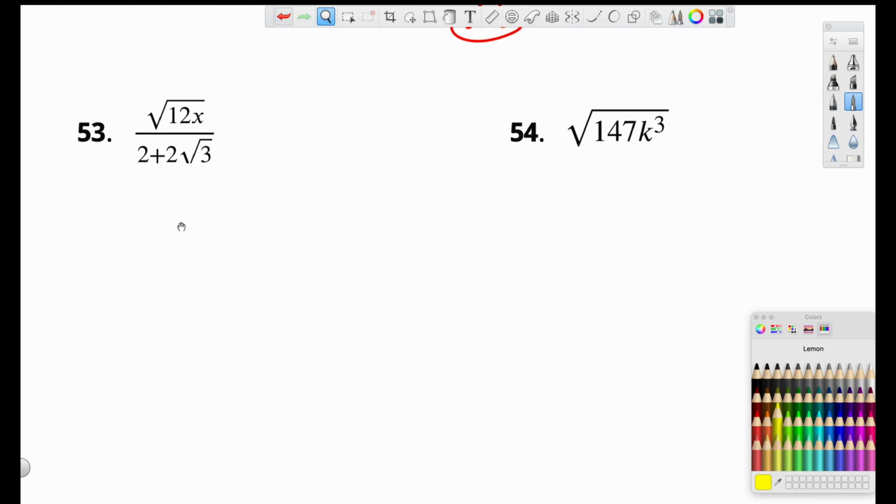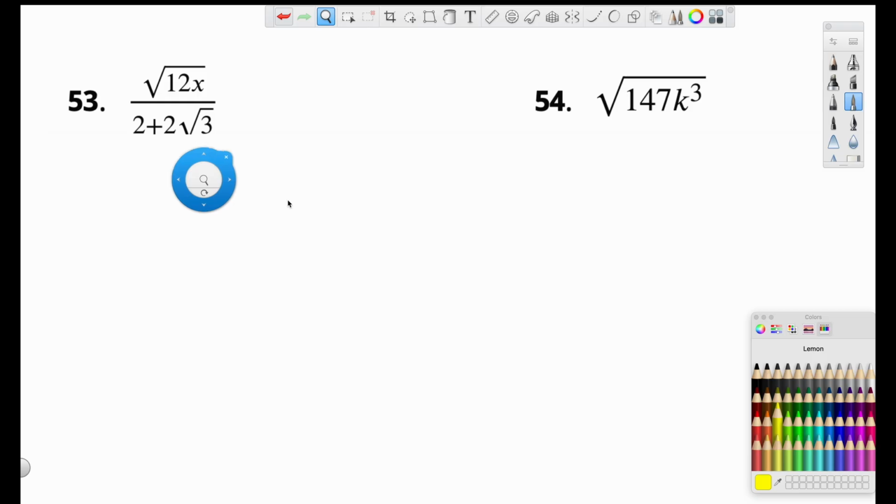Okay, 53 is a good one. We have a radical here in the denominator. So when we simplify expressions, we don't like having denominators that have radicals in them. So I have 2 plus 2 root 3. This is a whole term here in the denominator. How can I get rid of this radical?